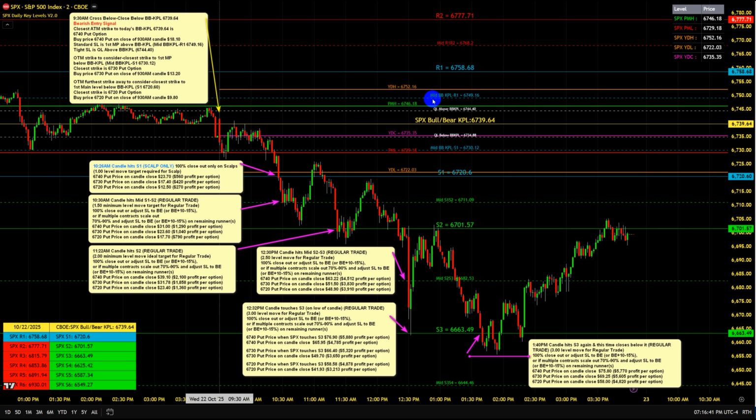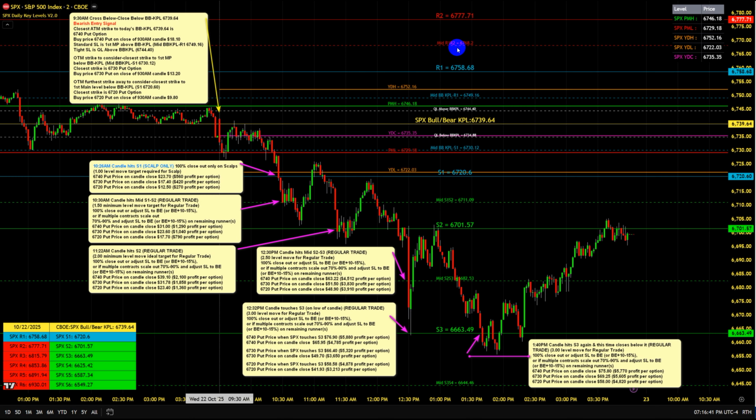Okay, so you'll also see here midpoint levels. For example, here we have mid BBKPL R1. The midpoint, this is the midpoint level between this R1 main level and this bull bear key price level. Mid BBKPL S1 is the midpoint level between the bull bear KPL and the S1 level.